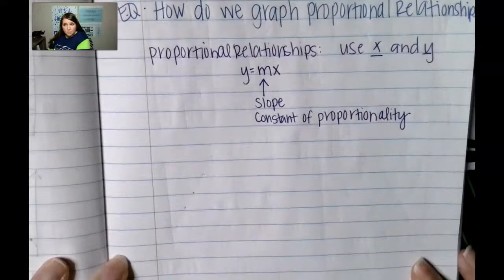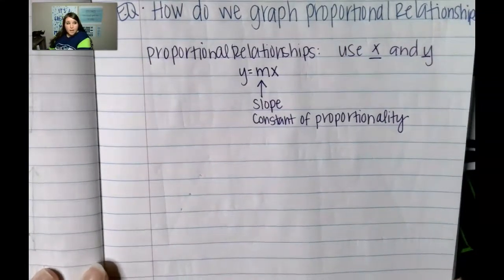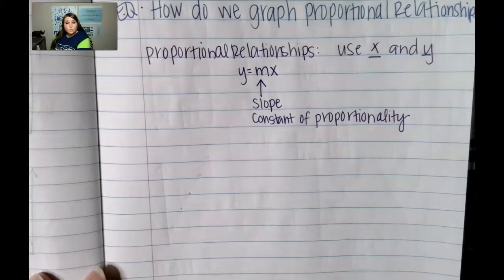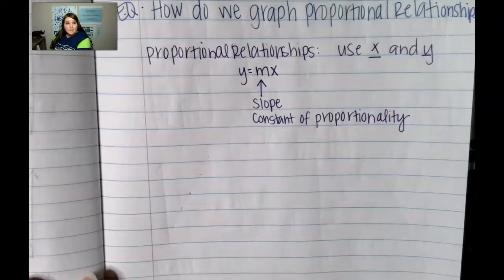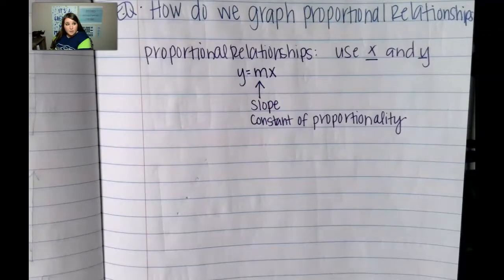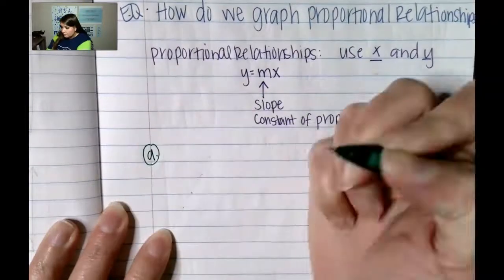So in math, we can graph proportional relationships by looking at the values and solving for the x and the y, just like we've been doing. So nothing changes. The only thing that's different is that now they're going to tell you what it equals. So let's say that I have a problem.